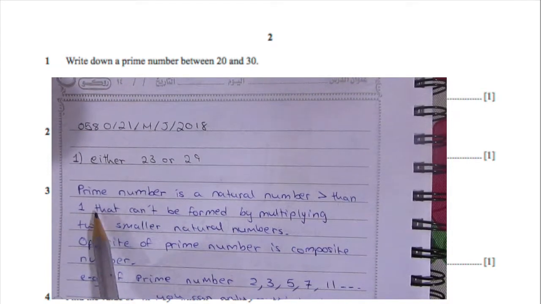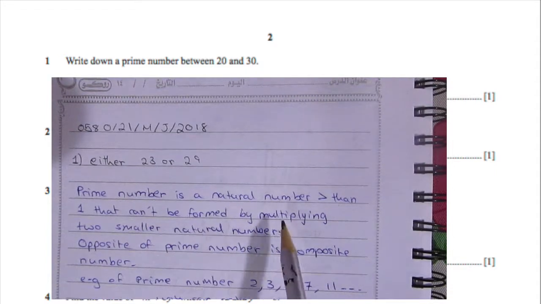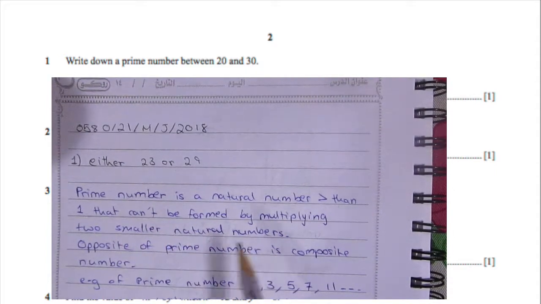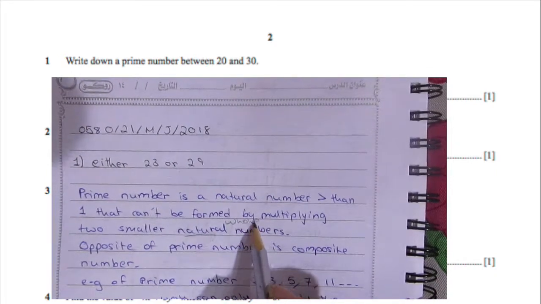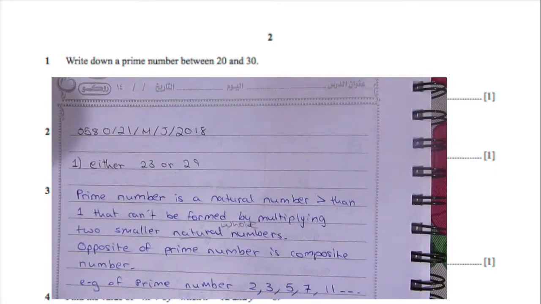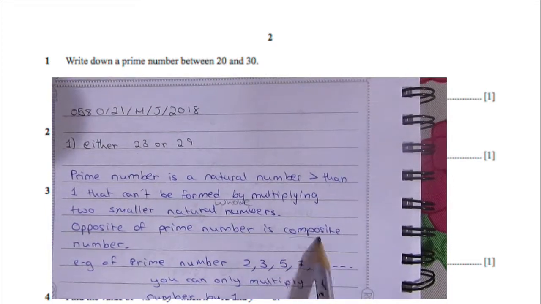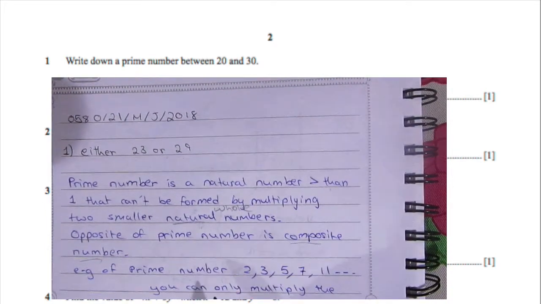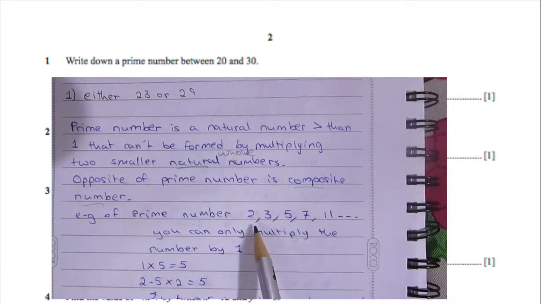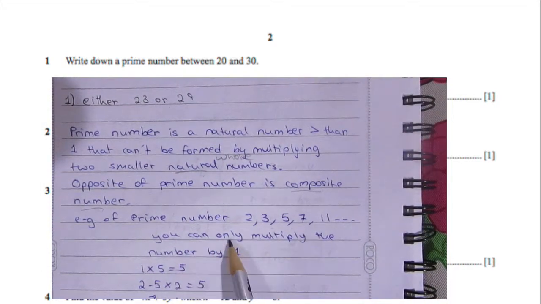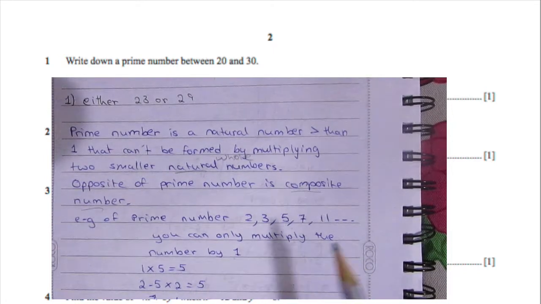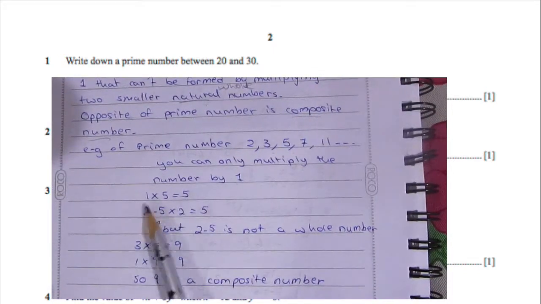Well, basically a prime number is a natural number or whole number that's greater than 1, and it can't be formed by multiplying two smaller natural or whole numbers. So basically no decimals. The opposite of a prime number is the composite number. Some examples of prime numbers include 2, 3, 5, 7, 11, etc. You can only multiply the number by 1. So if you want to get 5, you can only do 1 times 5.